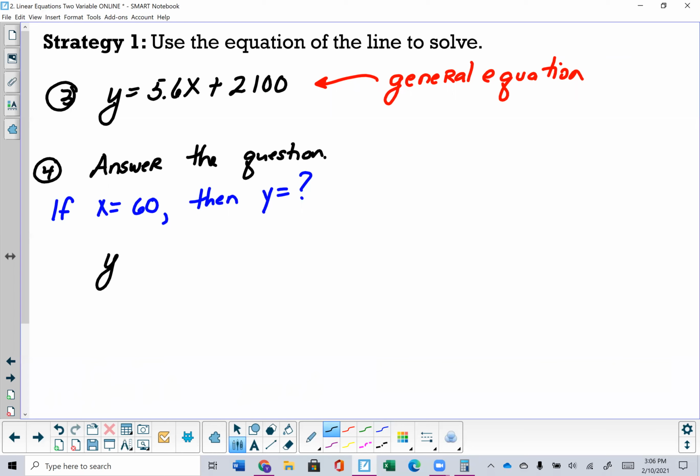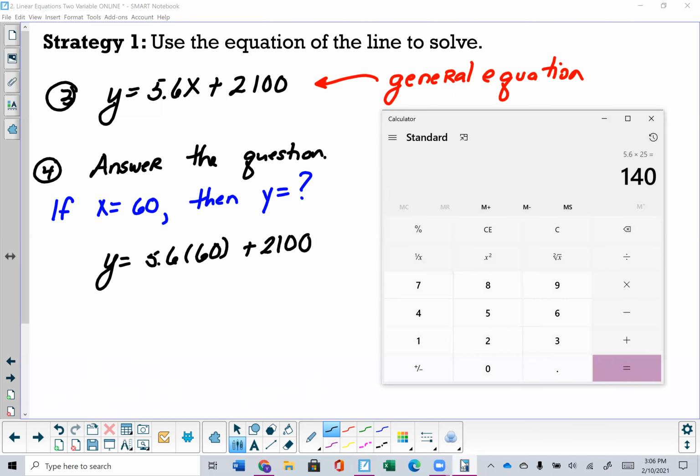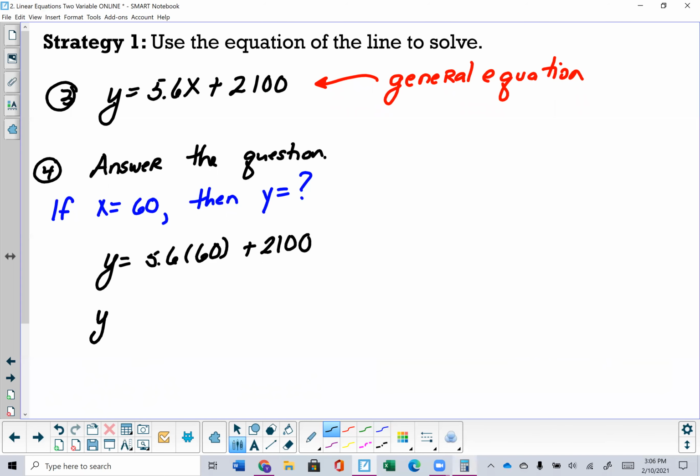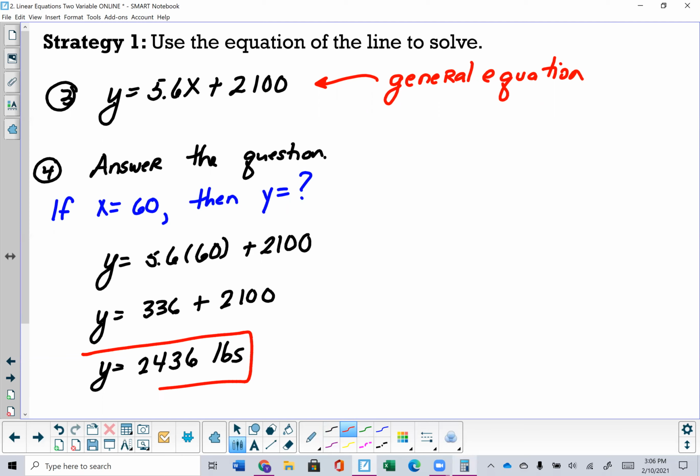We have y equals 5.6 times 60 plus 2100. Let's evaluate that. 5.6 times 60, that gives us 336 plus 2100. And so y is equal to 2,436 pounds. And that's the answer to our question. All right, so that's how you would use the equation of the line to answer this question.